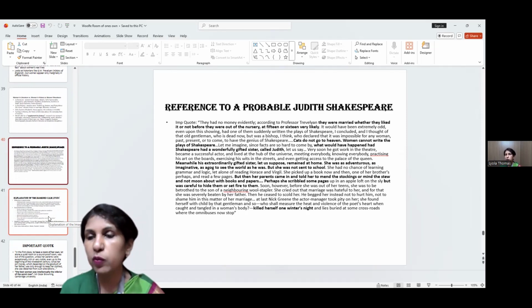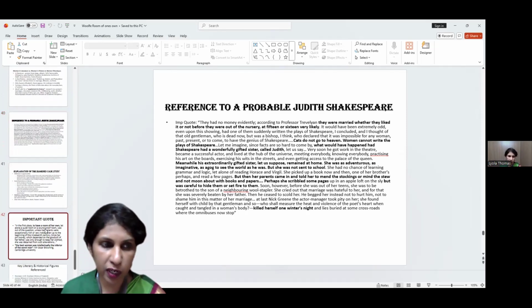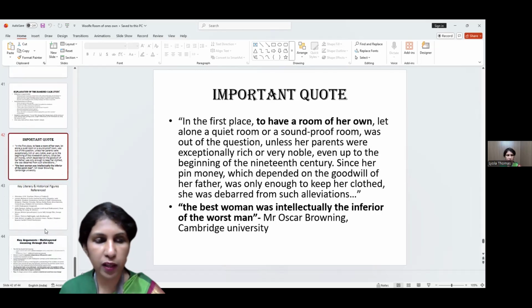And she also talks about Judith Shakespeare as an imaginative alter character: if there was a Judith Shakespeare, what levels of achievement would she have reached, and how the scenario of that time made it so that she had to kill herself because she was abused and traumatized by the environment that she found herself in, and her genius was killed, of course.